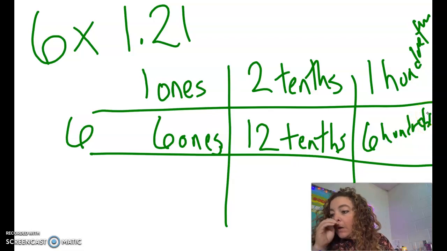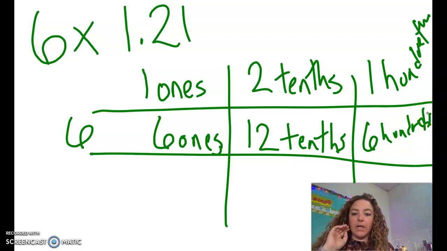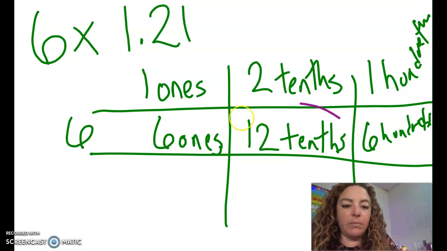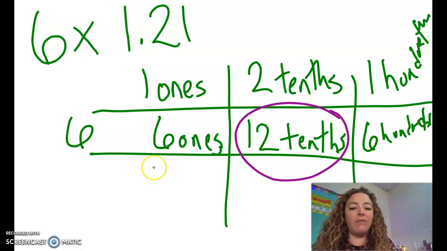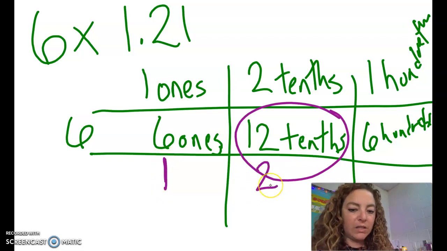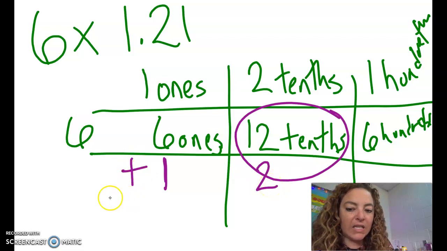Okay. So when we take all of those and we look at them, well, I have an issue here with my tenths, right? Because I can't have 12 tenths. Because at the point that I have 10 tenths, what happens is I have one more 1. So we're going to take that, we're going to move that 1 over here, and that's going to leave me with 2/10, right? And then we're just going to add this up.